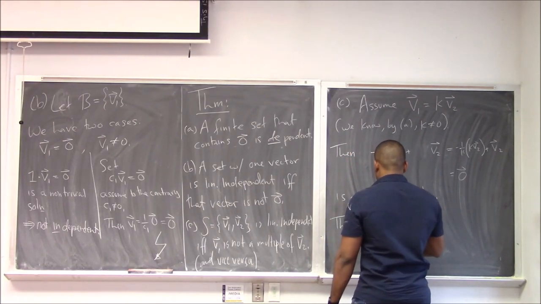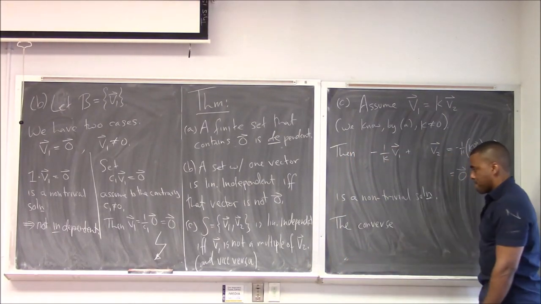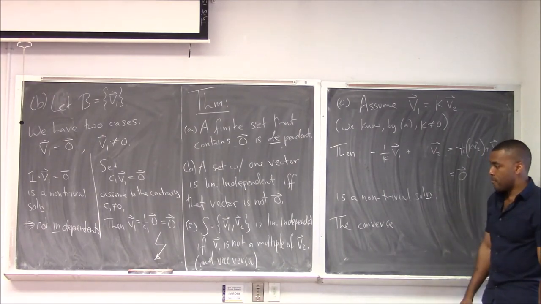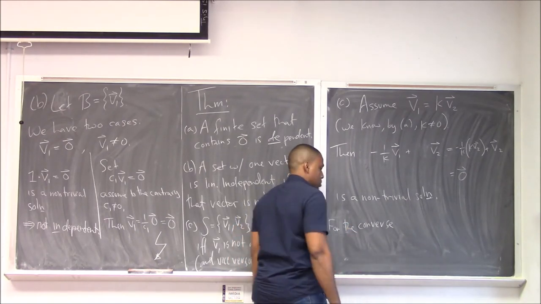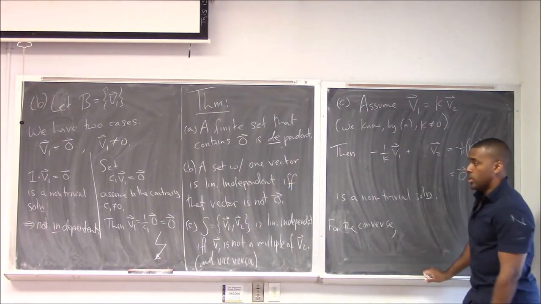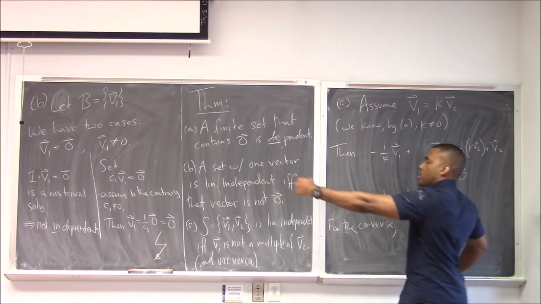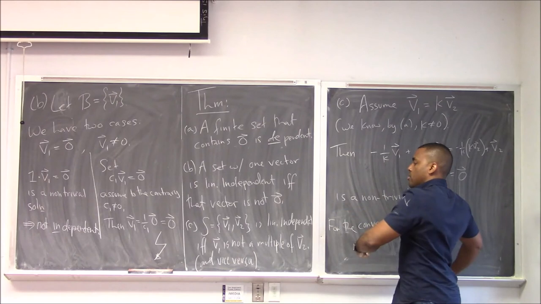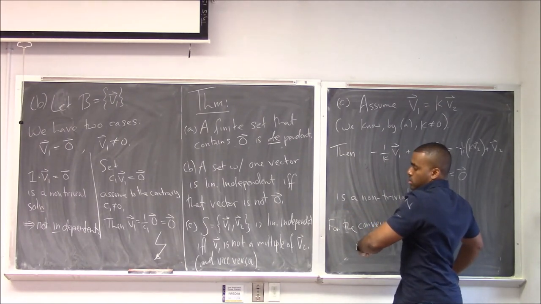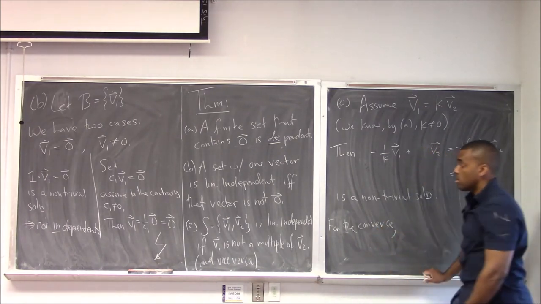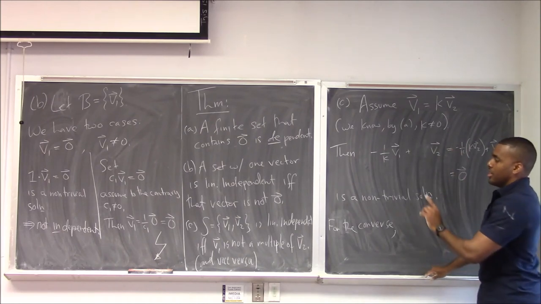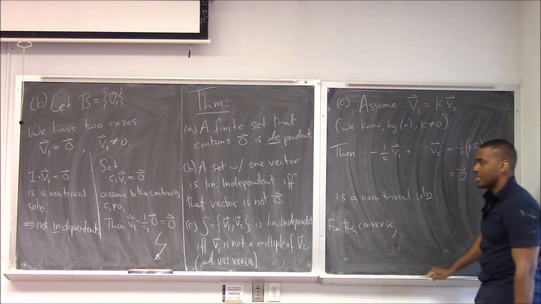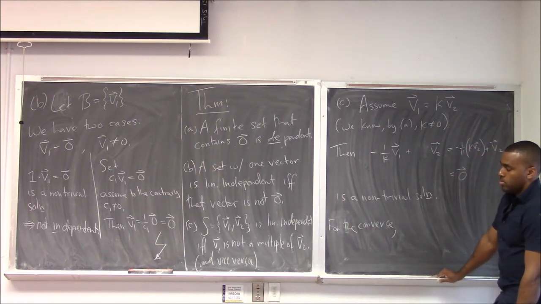How do you do the converse? I want to go in this way. I know V1 and V2 linearly independent implies that one is not a multiple of the other. That's what I did. So now we want to go that way, by the contrapositive.